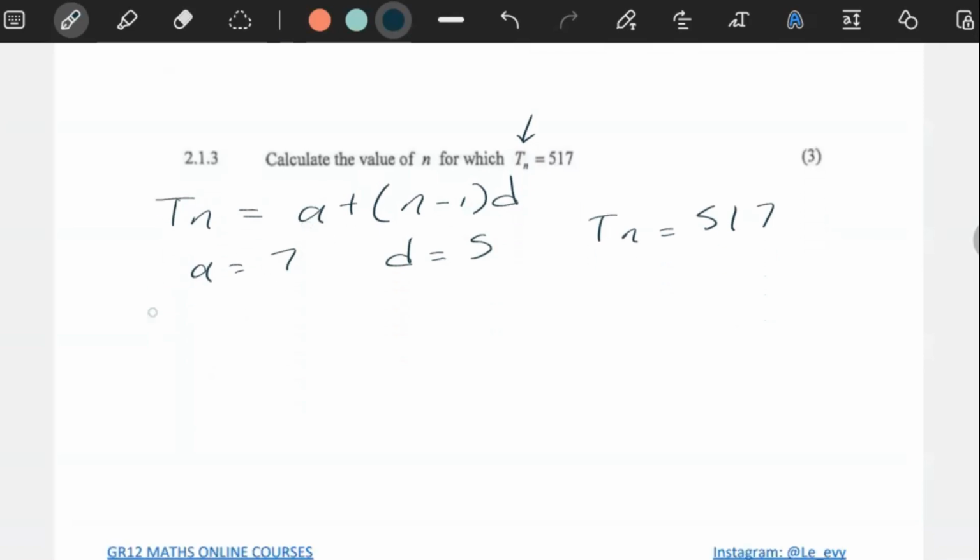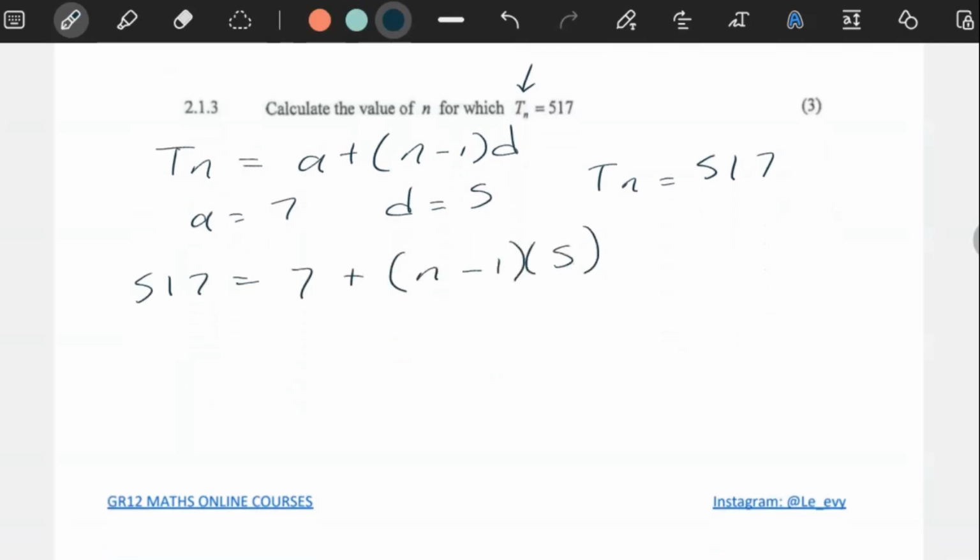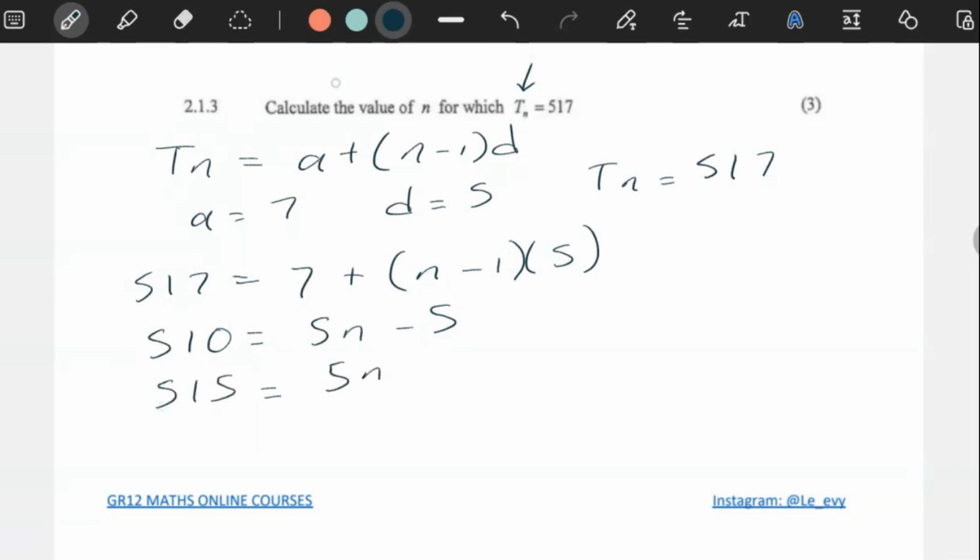So to work this out, we have 517 here on the far left, a is 7, n is what we're looking for, and d is 5. To solve for n, the 7 can go to the other side. It's going to be 517 minus 7, which is 510. Then here, 5 multiplied by n is 5n. 5 multiplied by -1 is -5. Solving for n, the -5 has to go to the other side. So it's going to be 510 plus 5, which is 515. Divide both sides by 5.